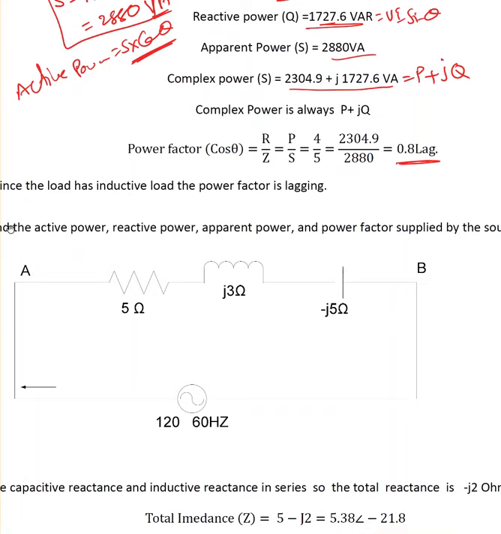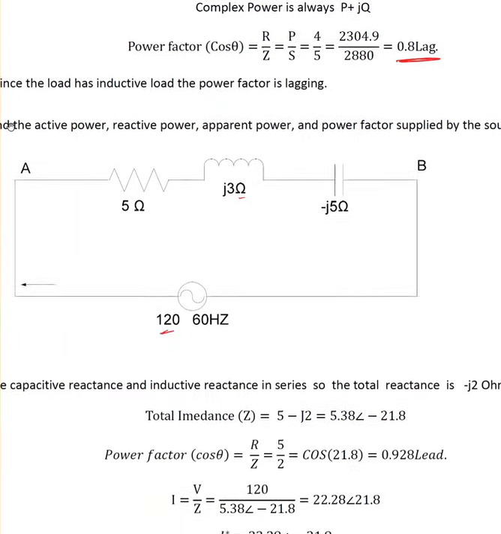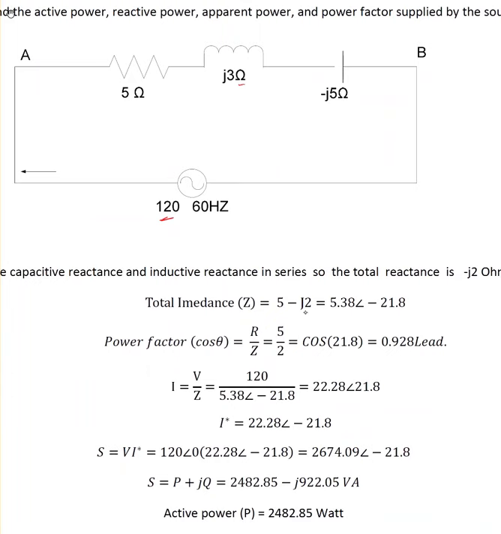Here I have 5 ohms resistance, j3 ohms inductive reactance, and minus j5 ohms, that's capacitive reactance. This is always the RMS value, 120 volts. Okay, what is the total impedance here? 5 minus j2. When I convert this into polar format, 5.38 at an angle of minus 21.8. Okay, so now even though it's an RLC series circuit, at the end it is acting like an RC circuit.